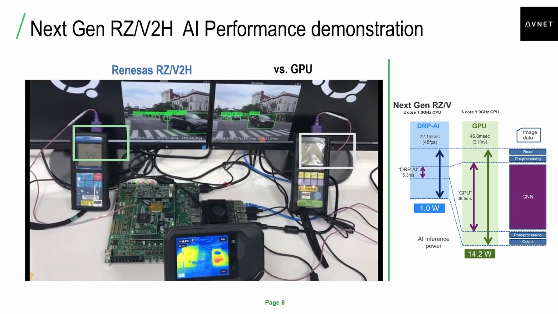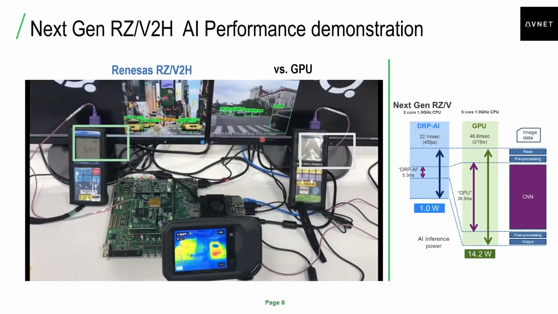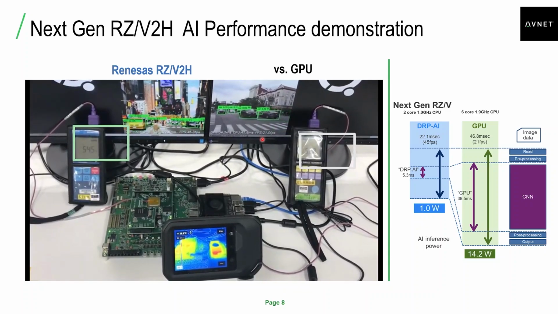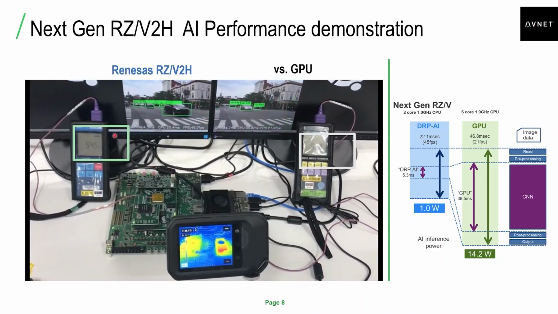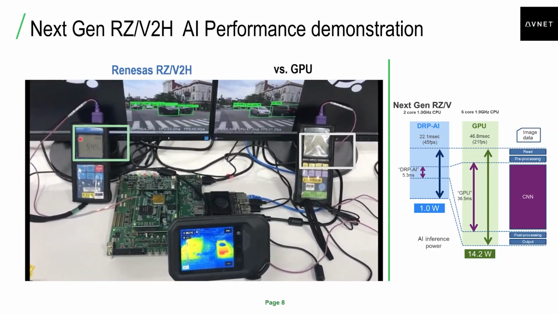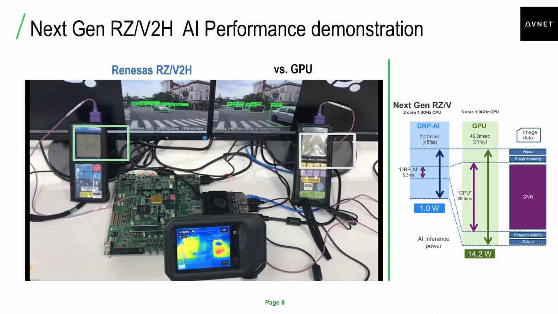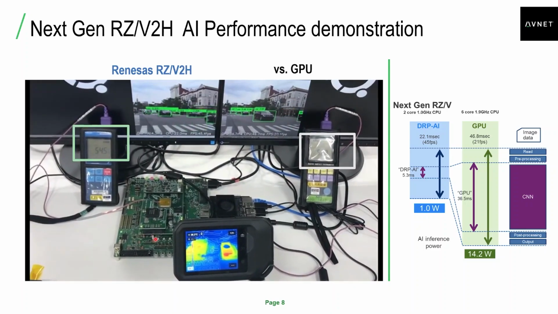The other thing to note is that while both of these systems are executing the same AI model, the DRP-AI device, the V2H, is running at 54 Celsius without a heat sink or fan, so there's no thermal management on this device.